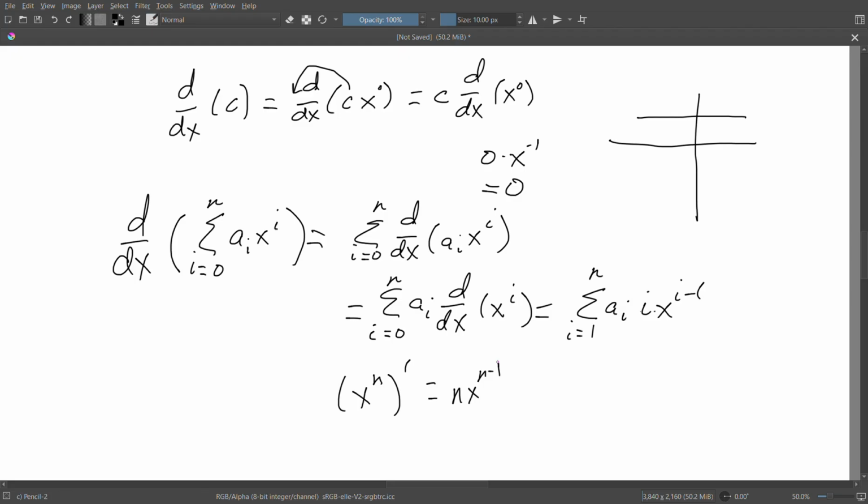Yeah, so this is a good place to stop. Next time we'll be doing a lot. We'll be doing the product rule, chain rule, and quotient rule. So yeah, get ready for that.